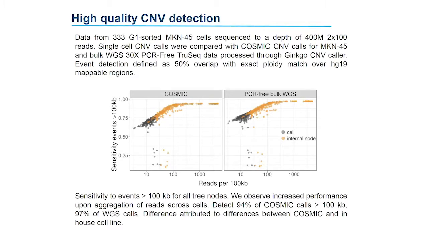Here we show two references, either COSMIC or one that we generated in-house from running PCR-free TruSeq libraries and using the Ginkgo platform. We're using a gastric cancer cell line, MKN45, to call the individual copy number variations.